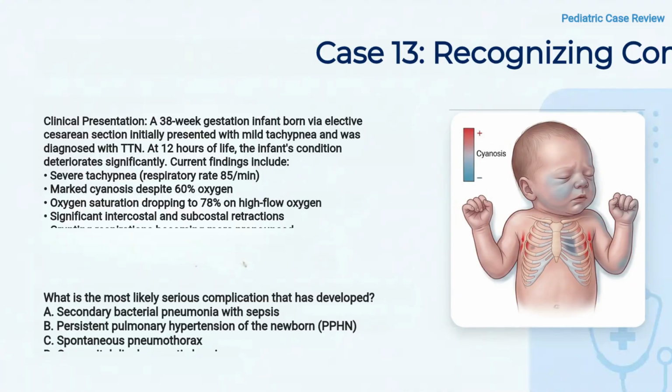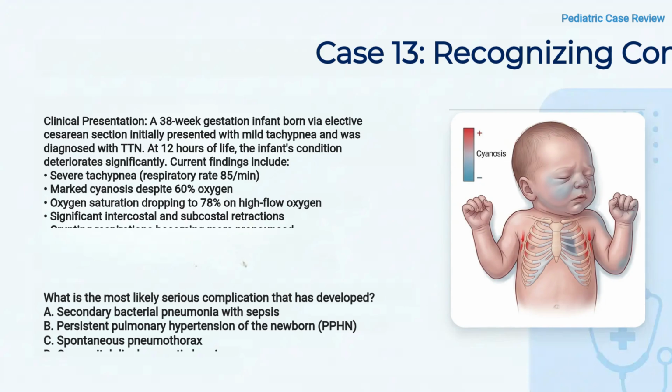Case 13. A 38-week gestation infant born via elective cesarean section was initially diagnosed with transient tachypnea of the newborn after presenting with mild tachypnea. At 12 hours of life, the infant's condition deteriorates significantly. Current findings include severe tachypnea with a respiratory rate of 85 breaths per minute, marked cyanosis despite 60% oxygen, oxygen saturation dropping to 78% on high-flow oxygen, significant intercostal and subcostal retractions, grunting respirations becoming more pronounced, blood pressure 65 over 40 millimeters of mercury, which is borderline low, and heart rate 175 beats per minute with poor peripheral perfusion.